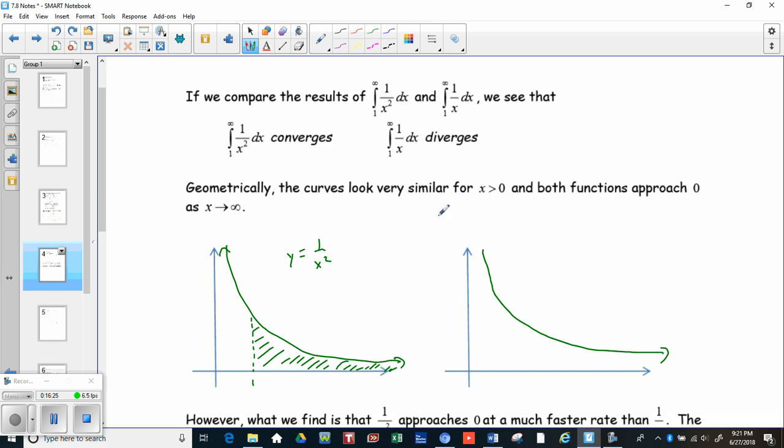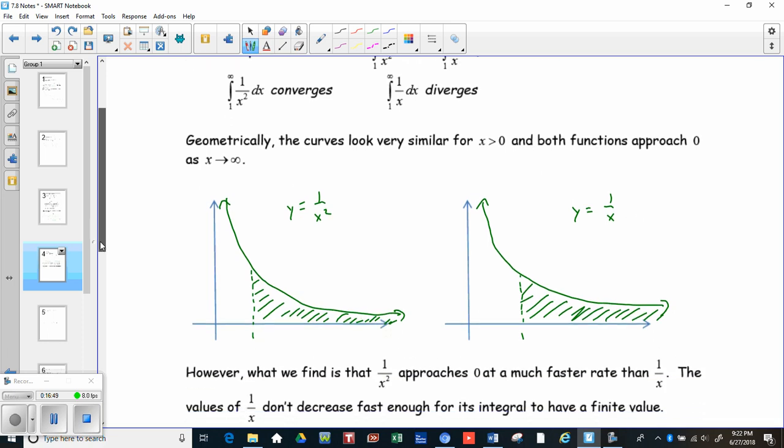And I deliberately drew this exactly like I have it there. Again, here's about 1. So the interesting thing here is that this does not have a finite area as we let this thing go off to infinity. And this is y equals 1 over x.